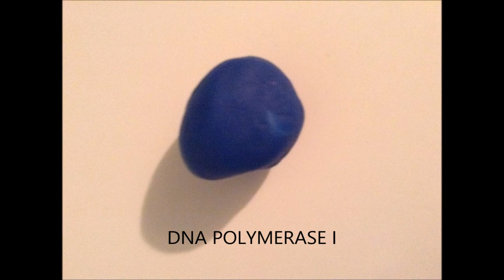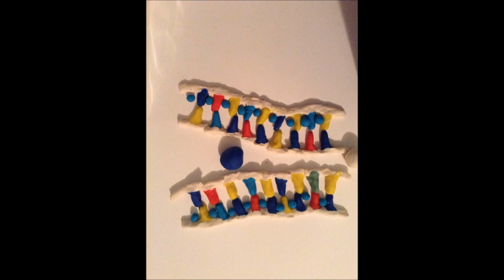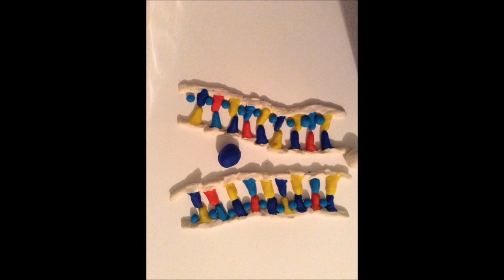Now this is DNA polymerase 1. Before, we had just seen DNA polymerase 3. But what polymerase 1 does is it comes in and finds those spots where the RNA primase had started off, and it finds those uracils and replaces them with thymine, so that we have DNA, not some half DNA, half RNA thing.